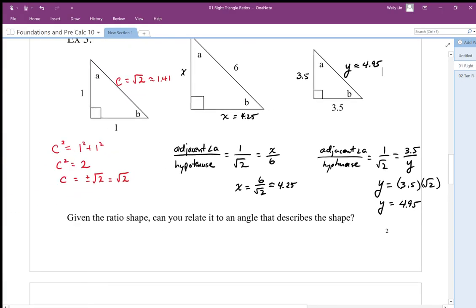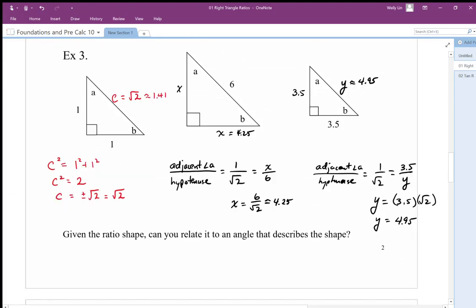The last thing we're going to talk about is that there are two ways to describe the shape of triangles: using ratios or using an angle. Because of the shape of this and the ratio of this, we can figure out what these angles are. In fact, we're not guessing. We know that these angles are going to be 45 degrees. This forms a 45-degree isosceles triangle.